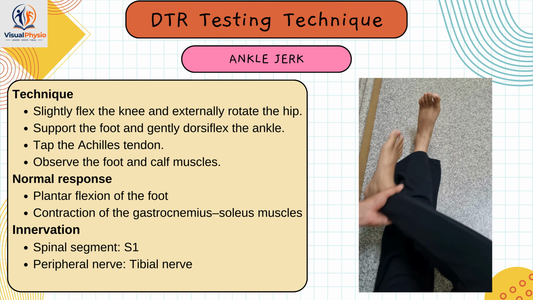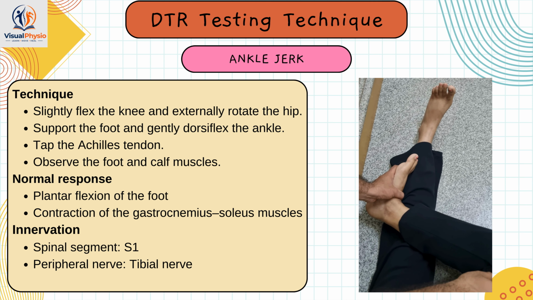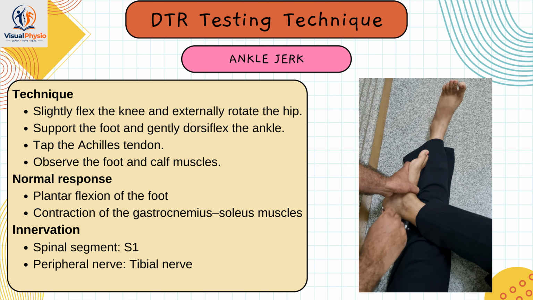The patient is in supine lying again. You will slightly flex the knee and externally rotate the hip. Support the foot and gently dorsiflex the ankle, and then tap the Achilles tendon. Observe the foot and calf muscle. You should see a normal plantar flexion of the foot or contraction of the gastrocnemius and soleus muscle.